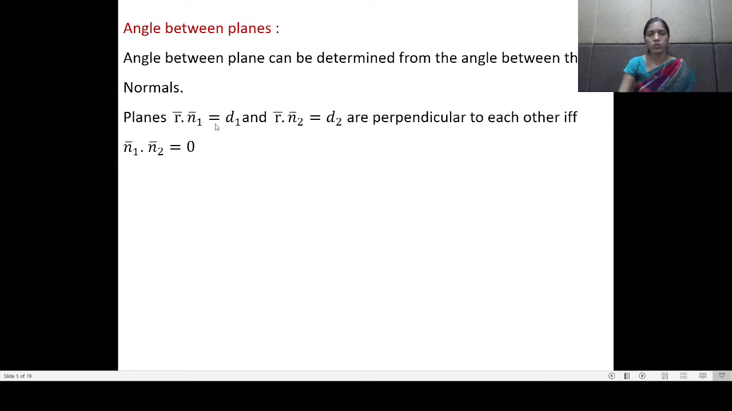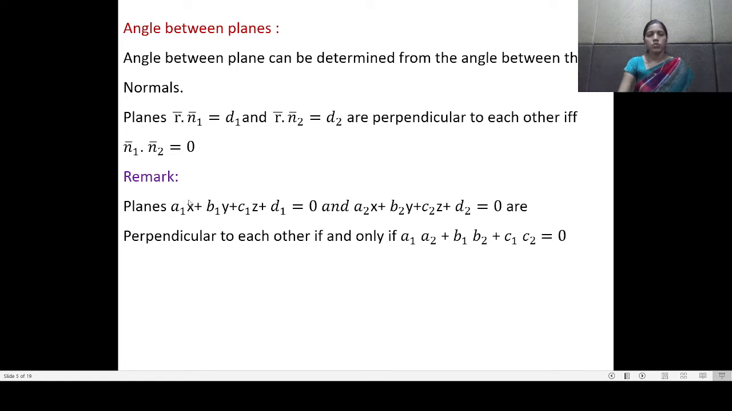Suppose we are given two planes with these equations. If these two planes are perpendicular to each other, then their normals are always perpendicular, so their dot product is 0. Now let's see the remark.